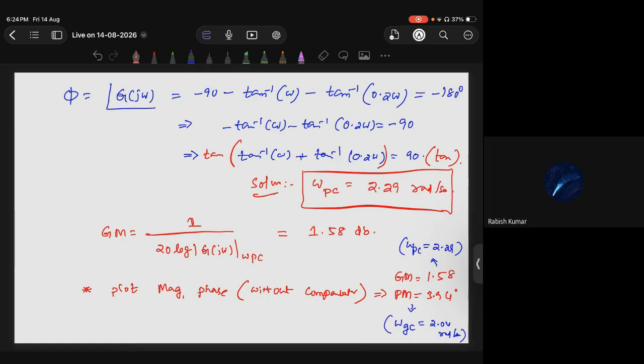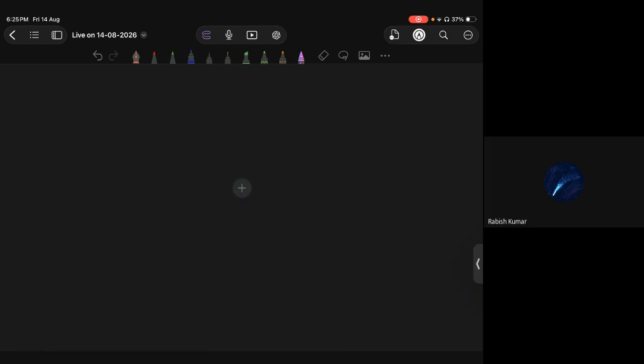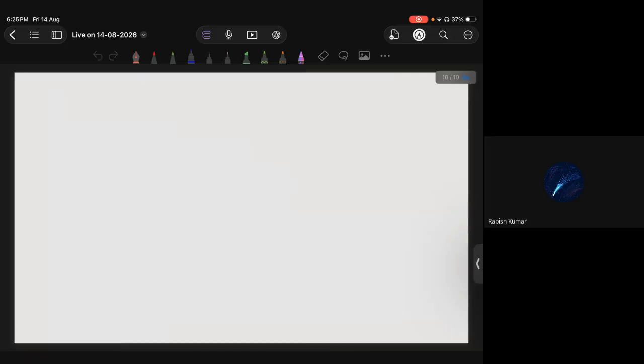Once you have these two values, now what is your job? Your job is to make phase margin greater than 40. That means the uncompensated system is giving a phase margin of 3.94. So now using a compensator, you have to increase your phase margin to minimum 40. So what is that compensator? Using lead compensator.